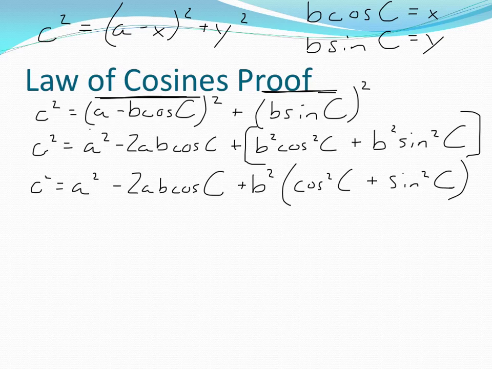So when we take that out of the equation, since it is just multiplying by 1, we're left with a squared plus b squared, I just reordered some things, minus 2ab cosine of C. This is one version of the law of cosines. On the next slide, we'll look at all of them.